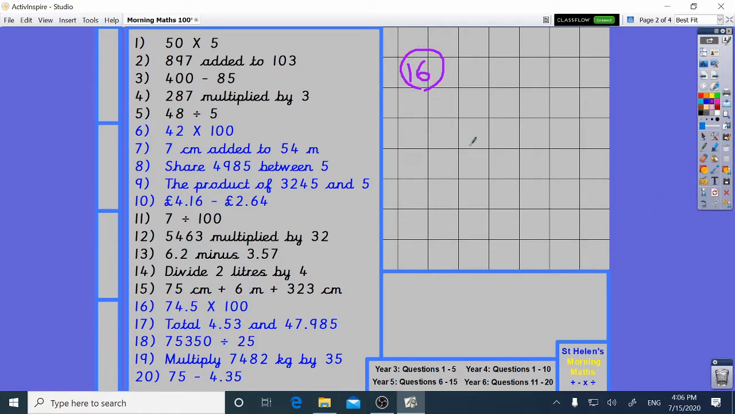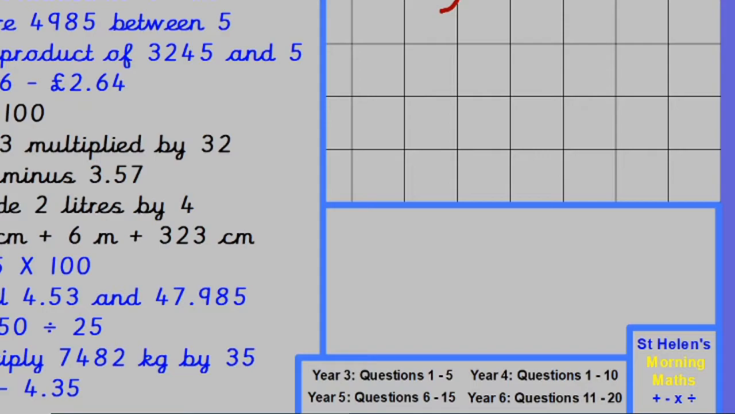So question 16, 74.5 times 100. That's going to get 2 places bigger when I multiply it by 100. 2 places bigger goes 1, 2. 7, 4, 5, 0. Still 745. We need to place a 0. And it's 7,450.